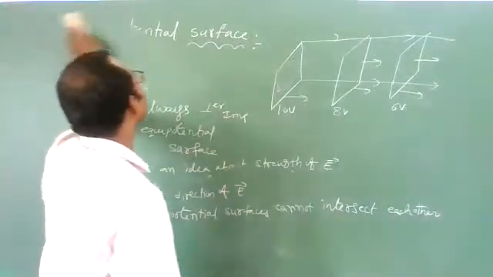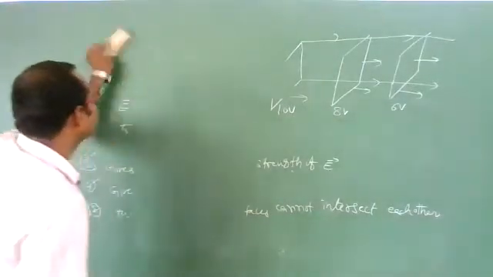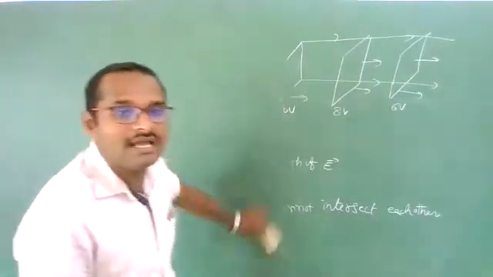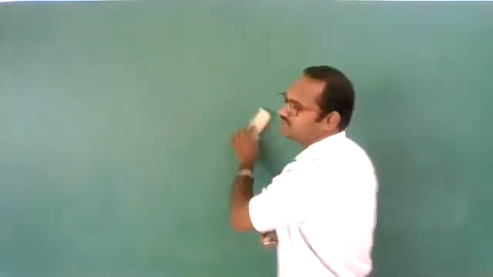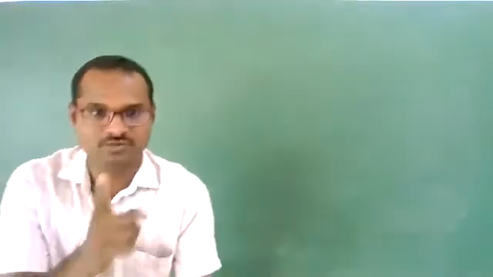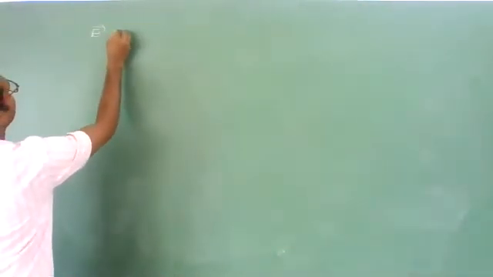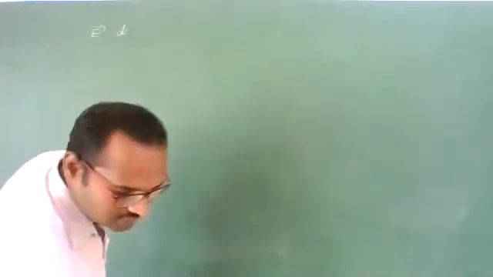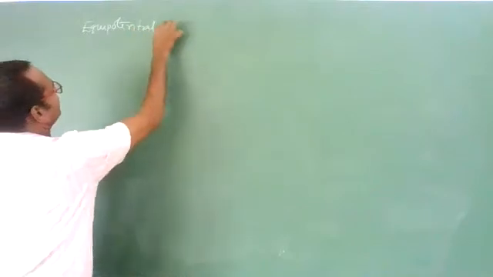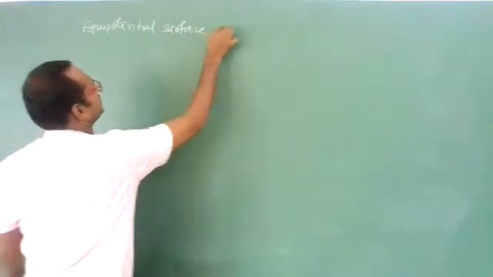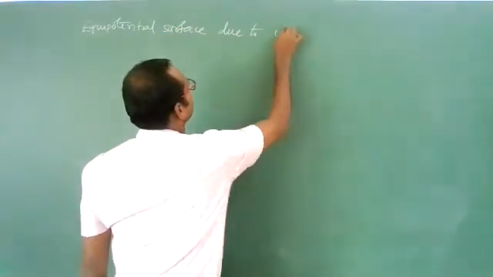Now, students, for your subjective examination, sometimes they will ask you to draw equipotential surfaces for different regions of electric field, positive charges and negative charges, systems of charges. These are important. Now let us see the equipotential surface due to a uniform electric field.